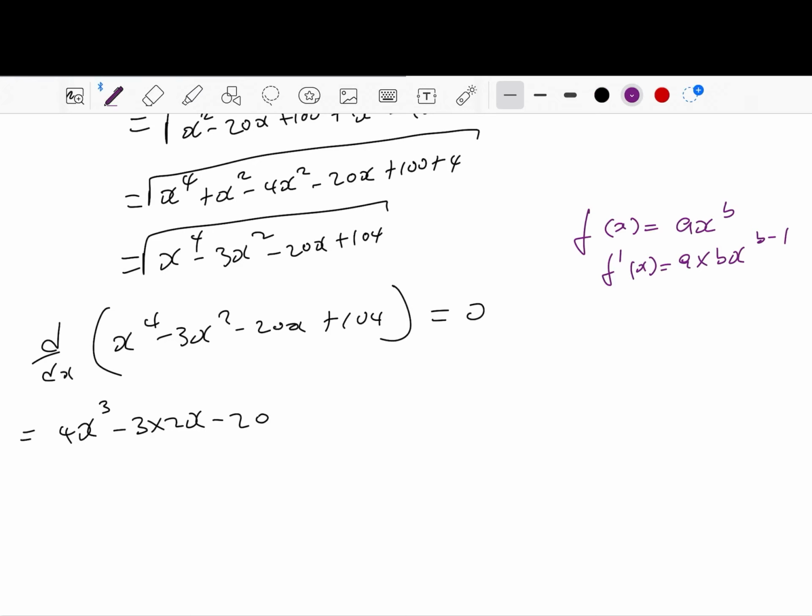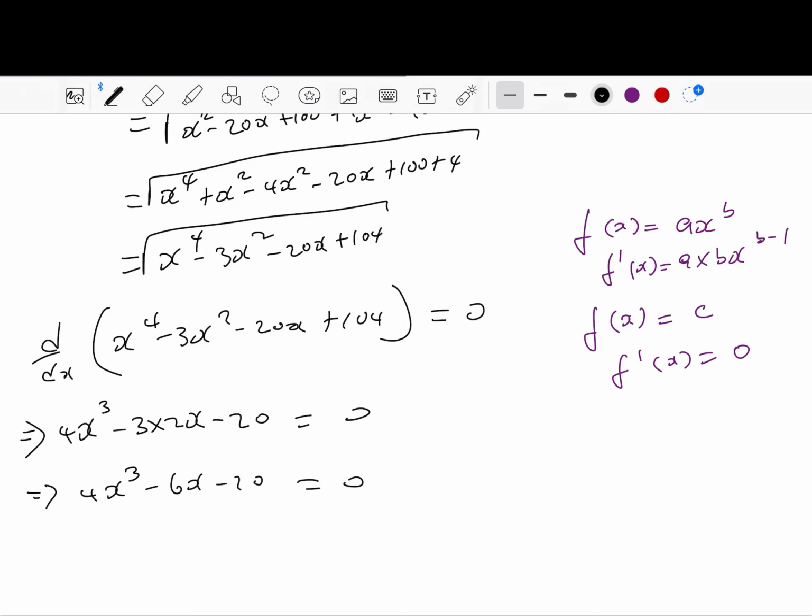Another thing you need to know is that the derivative of a constant is equal to 0. The derivative of the constant is equal to 0. So even here, the derivative of the constant 104 is 0. Okay, cool. So this is going to be equal to 0. From here, we need to start jumping into cubic functions, because now it's a cubic function, and probably we can simplify it further and say 4x cubed minus 6x minus 20 is equal to 0.